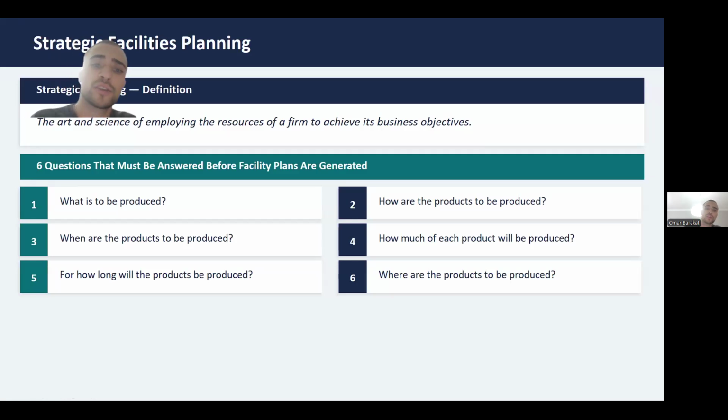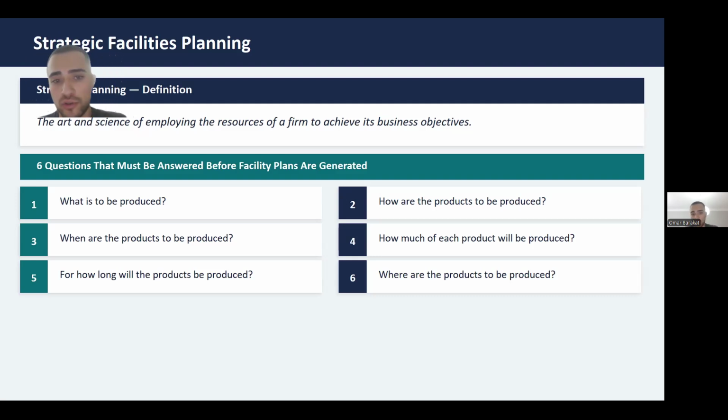So, strategic planning is defined as the art and science of employing a firm's resources to achieve its business objectives. Before any facility plan is generated, six questions must be answered. What is to be produced? How are the products to be produced? When are the products to be produced? How much of each product will be produced? For how long will the products be produced? And finally, where are the products to be produced?